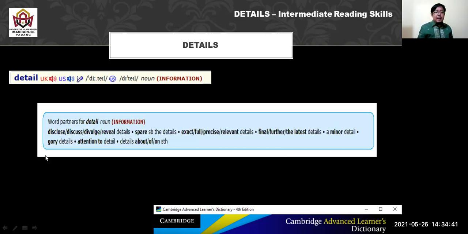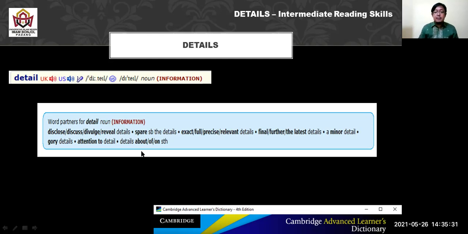Still the same word detail, we have word partners for detail, noun information, seperti ini. Jadi kalau misalnya kalian ingin membuat kalimat, bisa menggunakan padanan kosakata kata kerja seperti ini. Istilah-istilah seperti ini juga. Seperti misalnya, disclose details, sama discuss details, divulge details, reveal details. Nah, misalnya disclose details. It is not permitted to open a formal envelope because you will be considered to be considered as someone who does disclosing details. Who does disclosing details? So that's an example. Discuss details, divulge details, and reveal details.